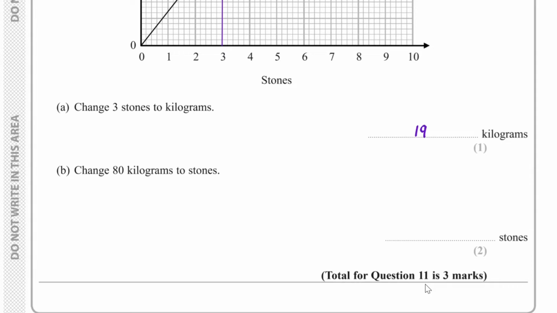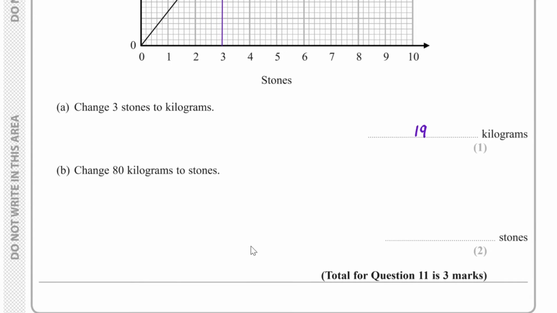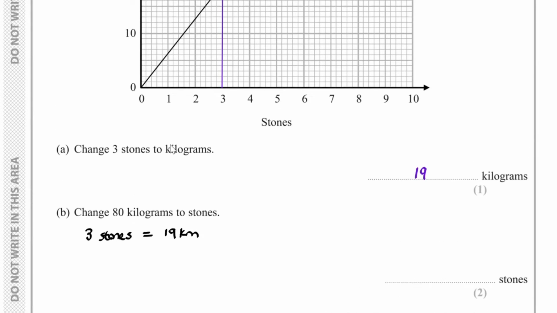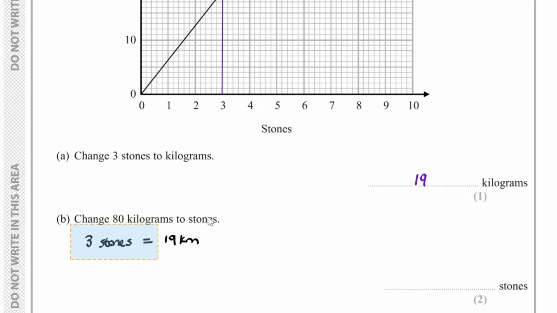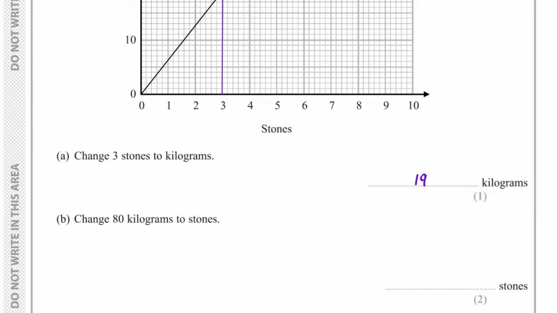And now for part B we have to change 80 kilograms to stones. Couple of ways of doing this. One way is to recognize that we have 3 stones, which is equal to 19 kilograms, and we can use this to find out the answer.